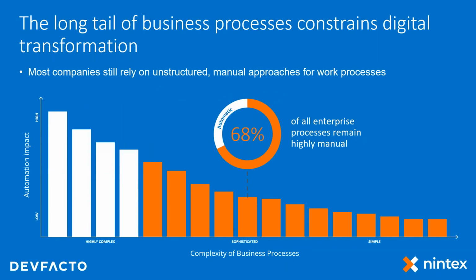So I just want to talk about the long tail of business processes and some of the constraints that are around digital transformation. Lots of companies are still relying on unstructured and manual approaches for work processes. And if you look at the orange bars, you can see where Nintex fits in those simple to sophisticated and highly complex automation processes. Now, that doesn't mean that Nintex can't be used for the highly complex. You certainly can still do that. It just typically means we'll be moving more into the realm of what I would call the Nintex extension framework and things of that nature.